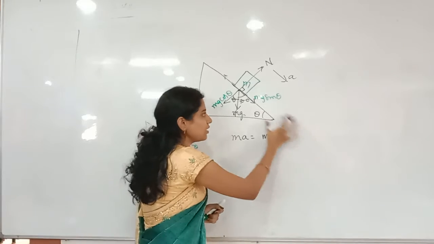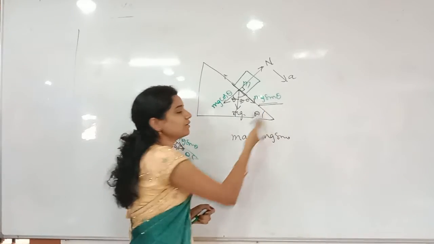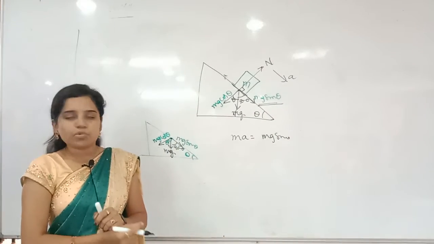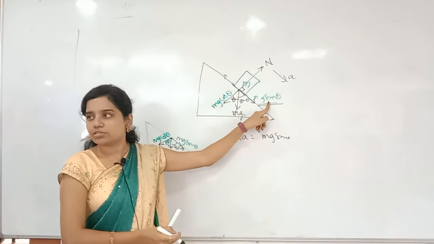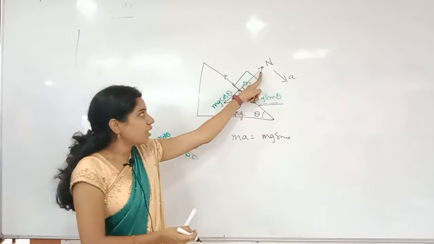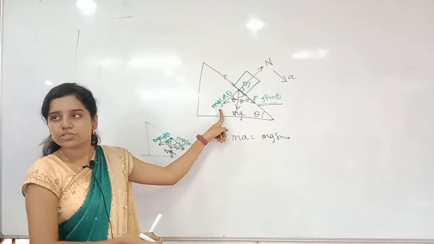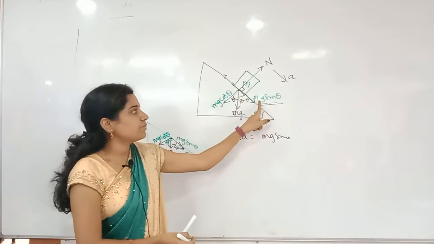Clear now? Always along the inclination, which component will be there? mg sin theta will be there. Most of the people will consider this angle as theta and take mg cos theta, but that is wrong. For the normal reaction, only mg cos theta is opposite. Along the inclination, what will be there always?